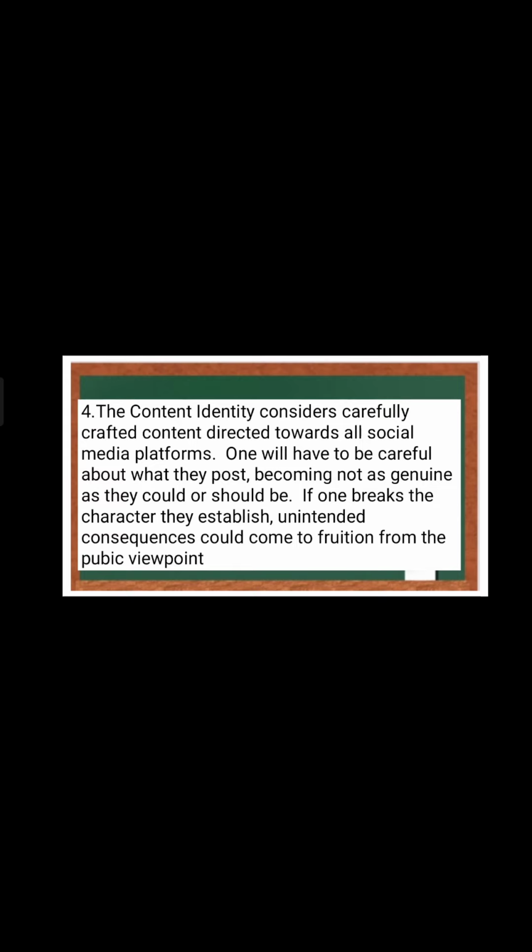And the content identity considers carefully the crafted content directed towards all social media platforms. One will have to be careful about what they post, becoming not as genuine as they could or should be. If one breaks the character they establish, unintended consequences could come to fruition from the public viewpoint.